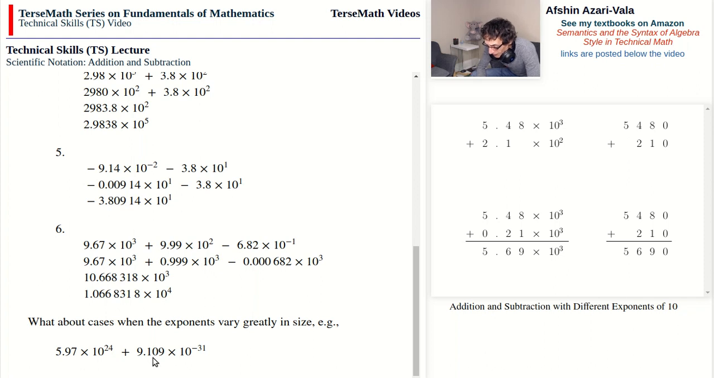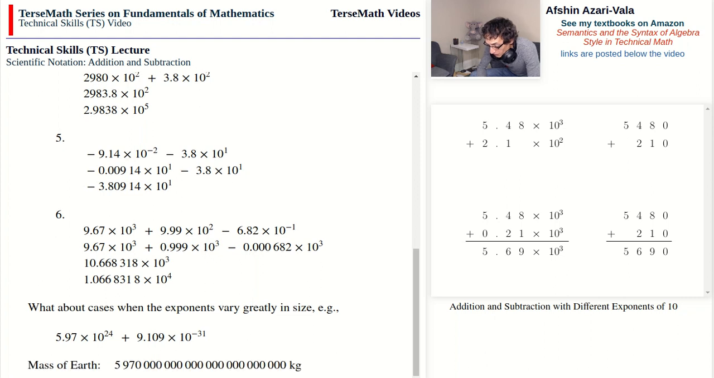And you might wonder, how do we deal with situations like these? In practice, these situations do not happen. If they did, then we would ignore the smaller number. Let me give you an example of that. So if I put some context behind these numbers, 5.97 times 10 to the power of 24 is the mass of the Earth. It's that much.